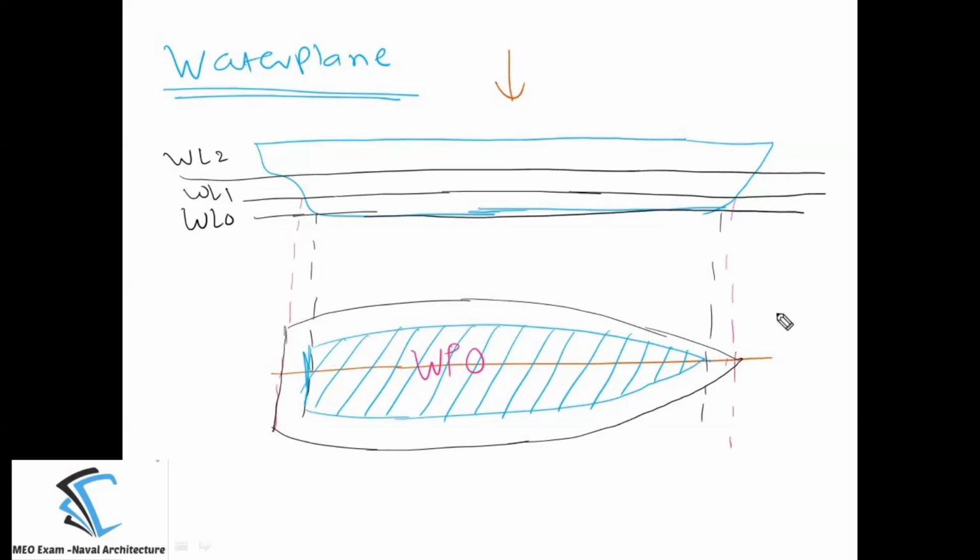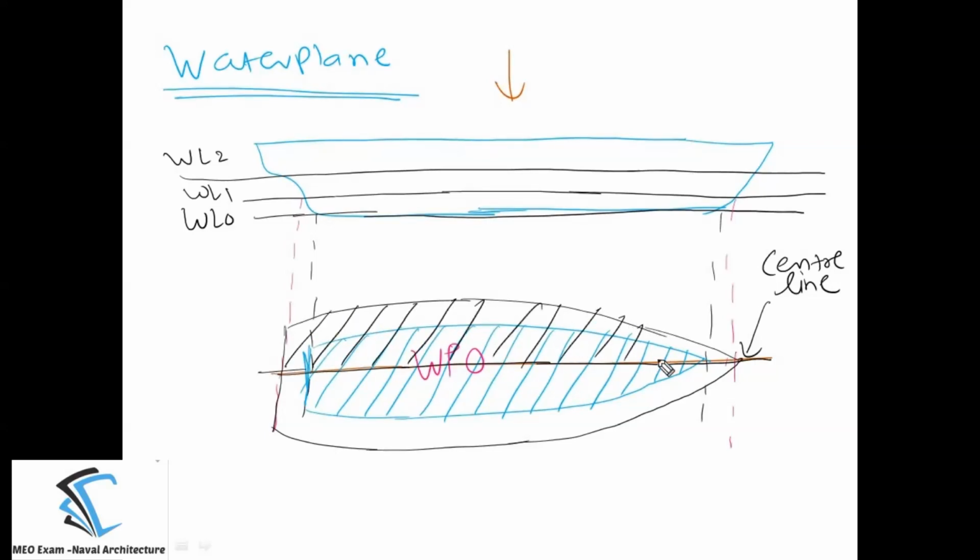The second thing is this red line, which we will call the center line of the ship. If you see, the ship is always symmetric about the center line. So what is the meaning of this? This area which I have shown in black color, and the area which is in blue color, for the water plane 1 I am talking about now, both areas are the same. It is just a mirror image. So the ship is always symmetric about the center line.